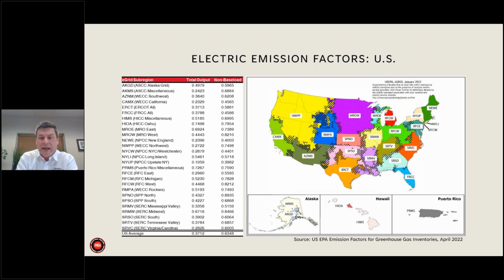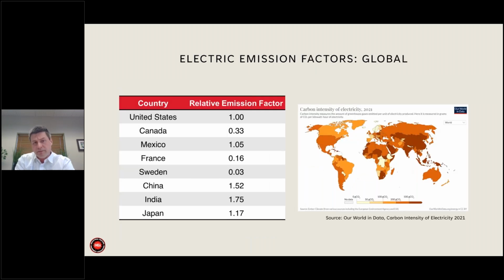If I was up in Quebec, in Canada, my emission factor might be 0 because it's mostly hydroelectric power, or in the TVA region. So depending on where you are in the United States, you're going to have a different emission factor based on where you live. Globally, it's also based on where you live. In Canada, they have a lot more hydropower than we do, so their emission factor is much lower relatively.